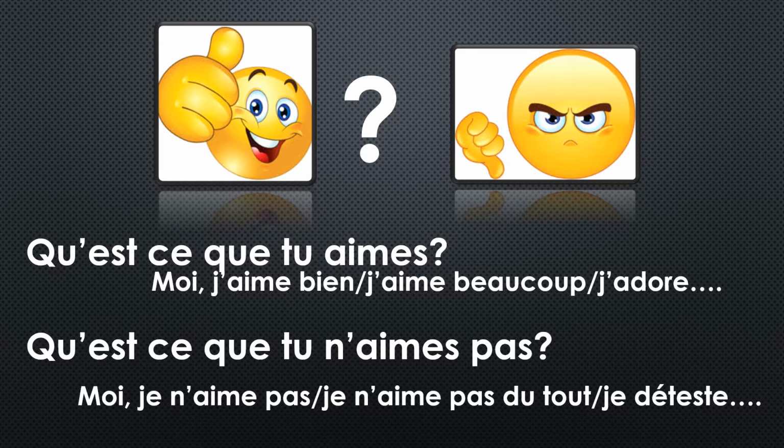To enrich a conversation about likes and dislikes, it is always better to be able to ask questions in order to receive answers. So, in this case, we are going to focus on one main way of asking someone what they like and what they dislike. Here is the question. Qu'est-ce que tu aimes? What do you like? Qu'est-ce que tu aimes? Écoutez et répétez.